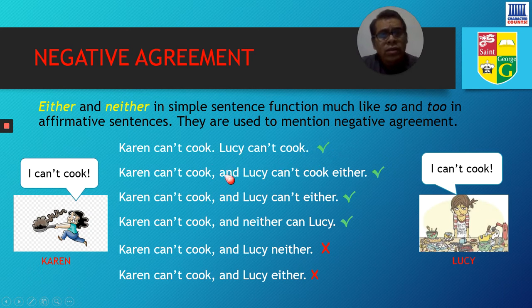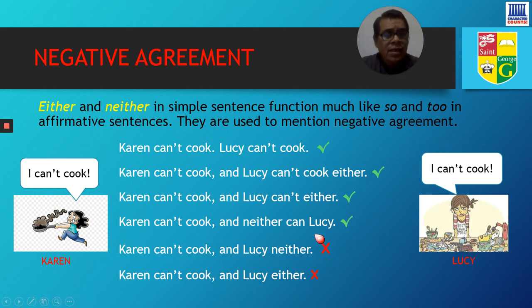We can join the two sentences with the word and. Karen can't cook and Lucy can't cook either. Now we use a negative agreement with the word either. Karen can cook and Lucy can't either. Or Karen can cook and neither can Lucy.